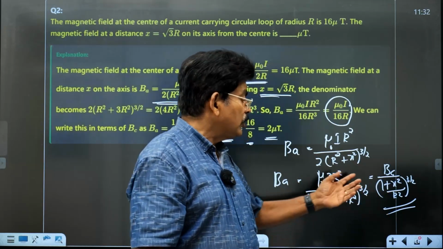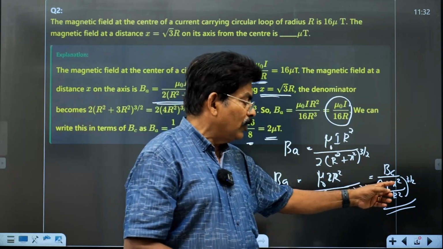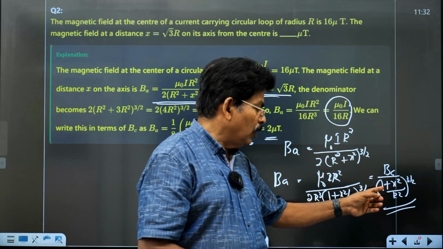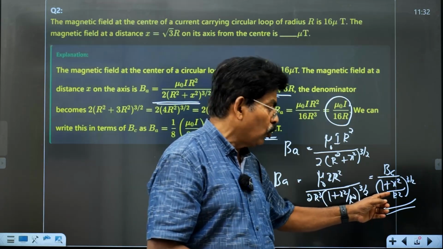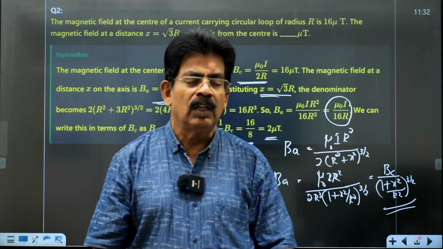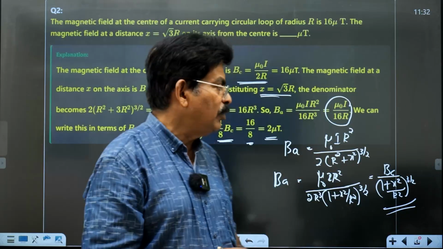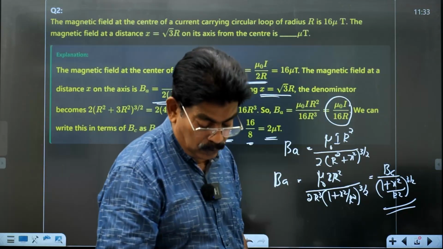Here x square is root 3 r. So root 3 square will be 3r squared, isn't it? Therefore, this will be 1 plus 3, that is 4. 4 to the power of 3 by 2 means root of 4 cube, root of 64. That is coming to be BC by 8.